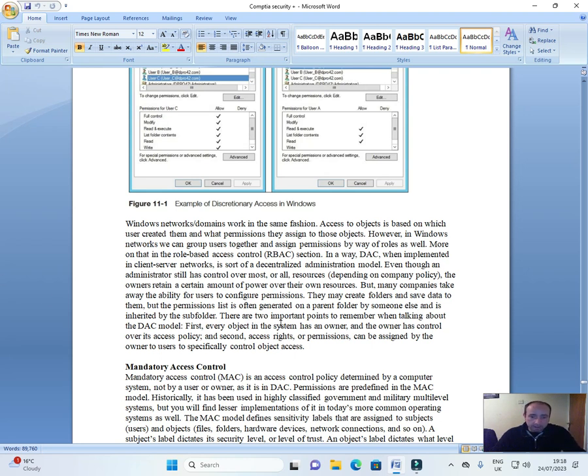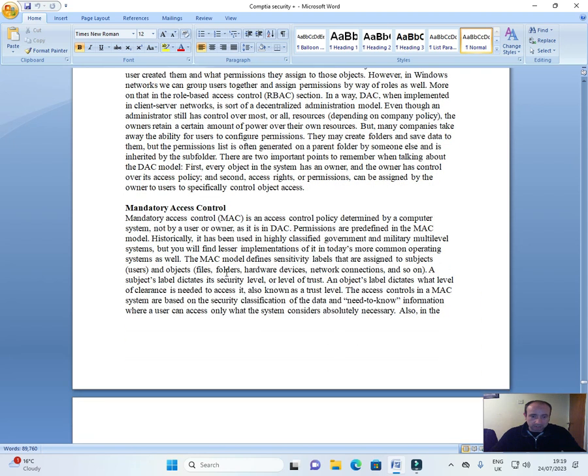There are two important points to remember when talking about the DAC model. First, every object in the system has an owner, and the owner has control over its access policy. And second, access rights and permissions can be assigned by owners to users to specifically control object access.